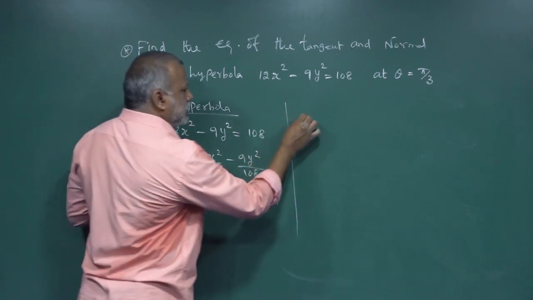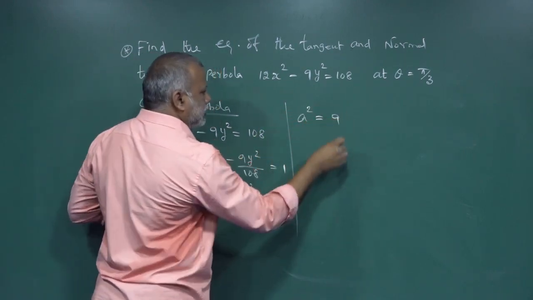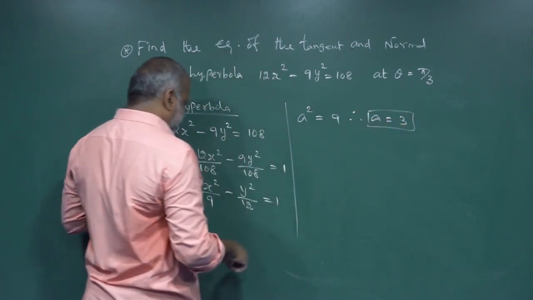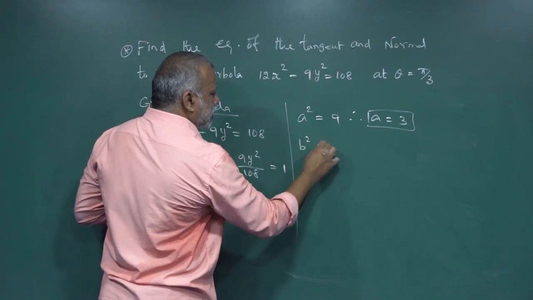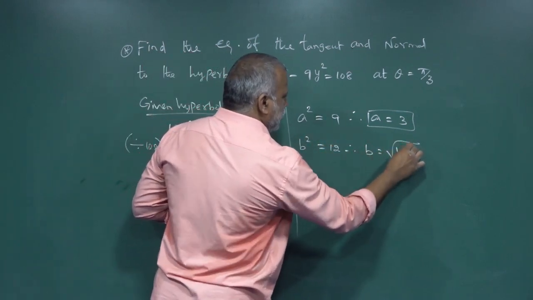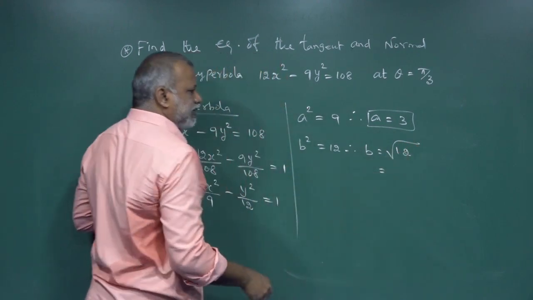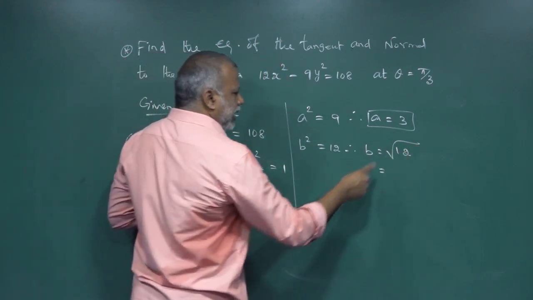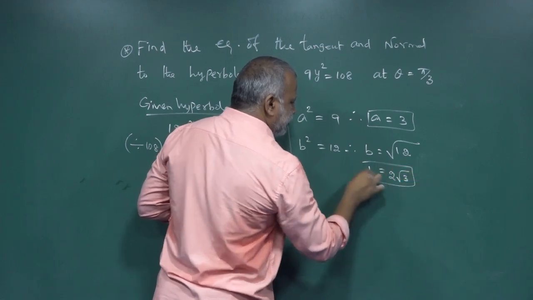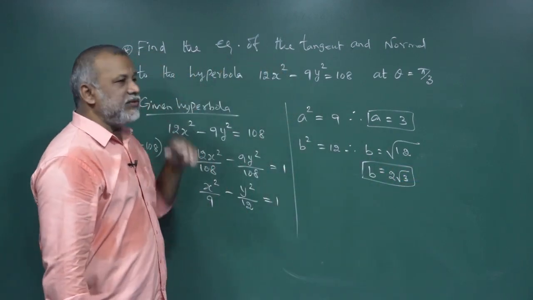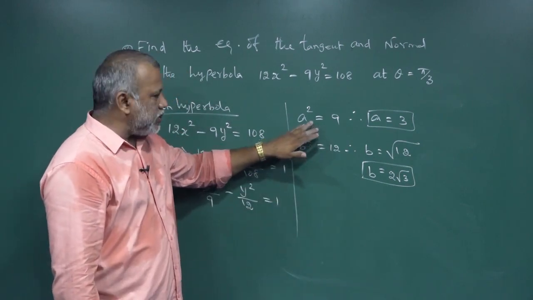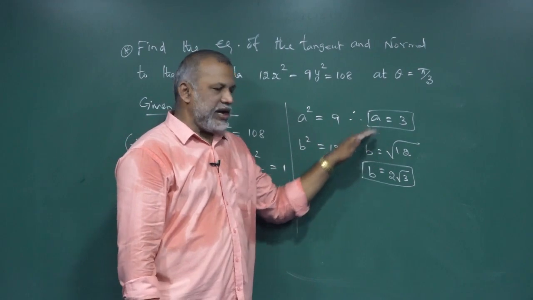From this, we are able to say a squared equal to 9. Therefore, a equal to 3. Then b squared equal to 12. Therefore, b equal to root 12. It must be simplified with the help of 4 times 3. Again, root 4 is 2, so b equal to 2 root 3. So, from the equation of the hyperbola, first we need to find a squared, b squared. From that, we are able to work out a and b.